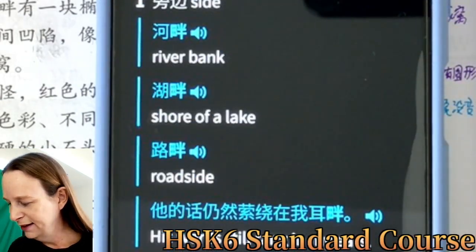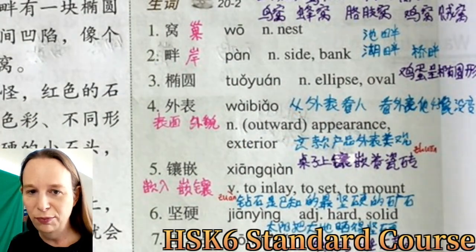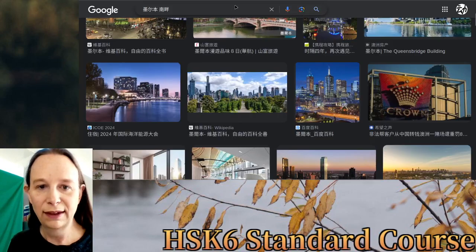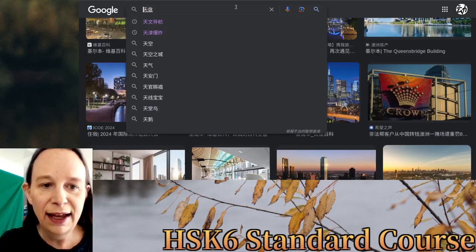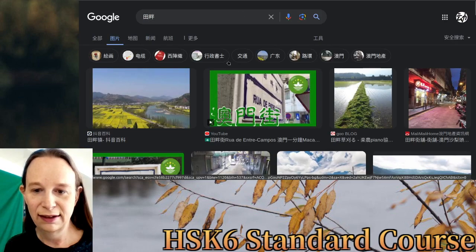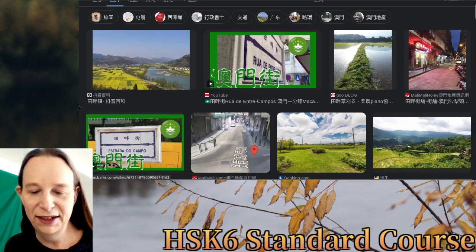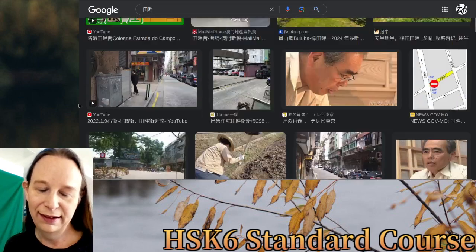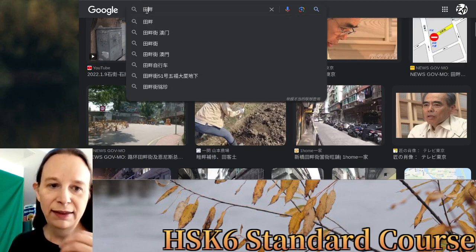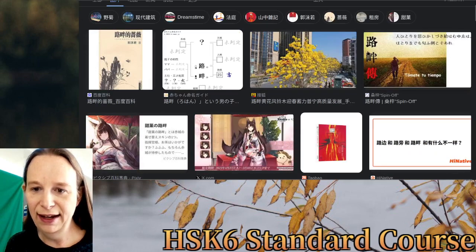Okay, so the difference is... Okay, the difference is pan is broader. So it doesn't need to be... Tian pan. I still see water. Tian pan. Side edge. All right. The other one they used was Lu Pan. Side of a road. Lu Pan.